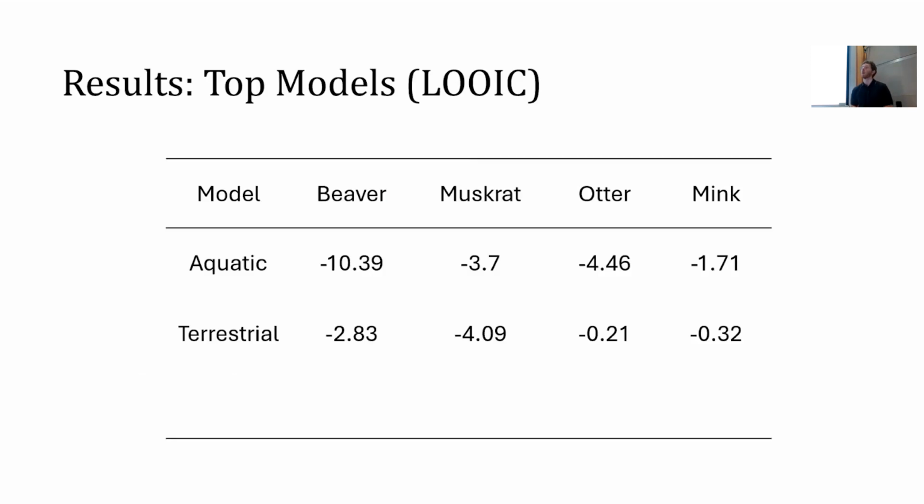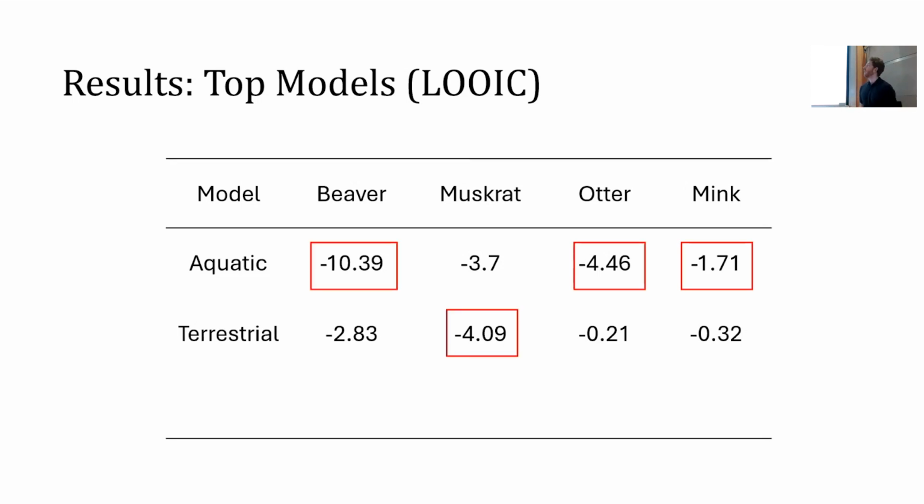Moving on to the results from that model selection, I have a table of the top aquatic and terrestrial model for each species, along with their associated LOOIC score. LOOIC is interpreted the same as AIC, in which a lower value indicates a more supported model. But unlike AIC, it doesn't have that delta 2 value that signifies a difference. Therefore, I'm just using the relative differences in these values.